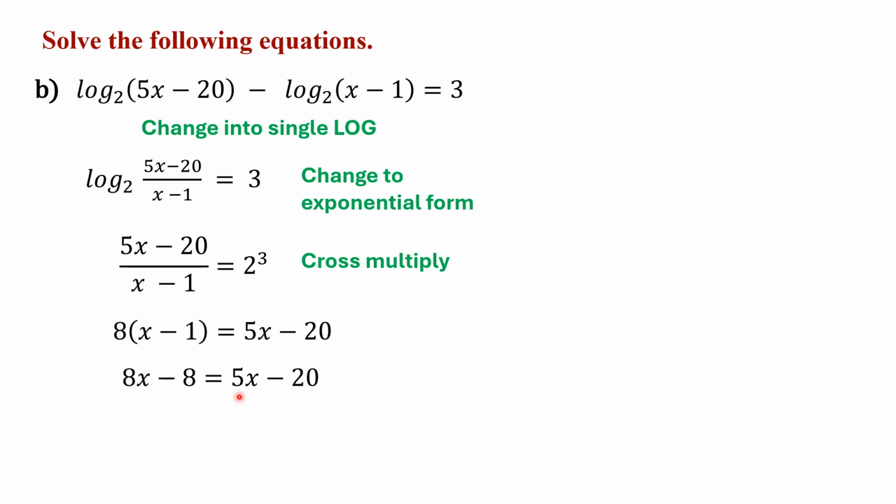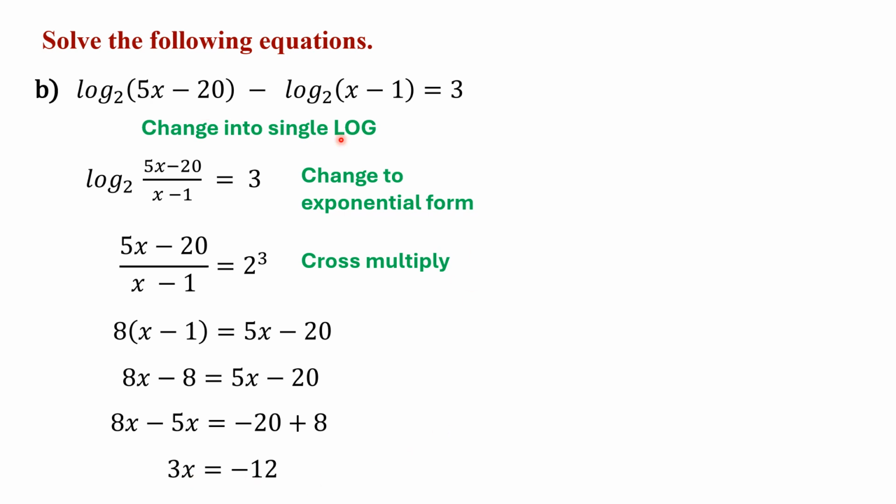And then moving all the x terms on one side and no x on the other side, we will get 8x minus 5x is equal to negative 20 plus 8. And then from this equation, we will get the left side as 3x, equal to negative 12. So dividing both sides by 3, we will get x equal to negative 4.